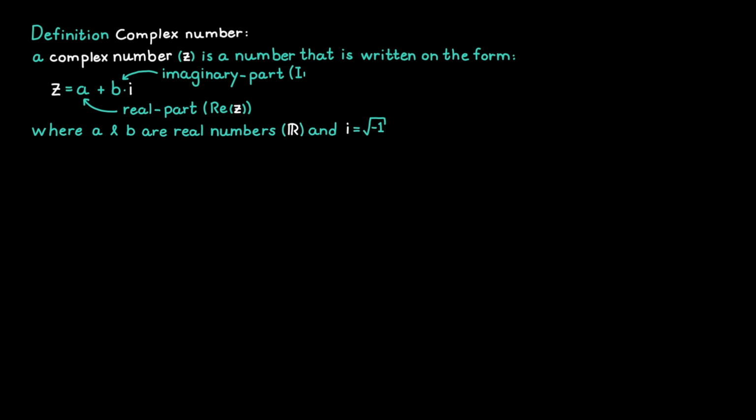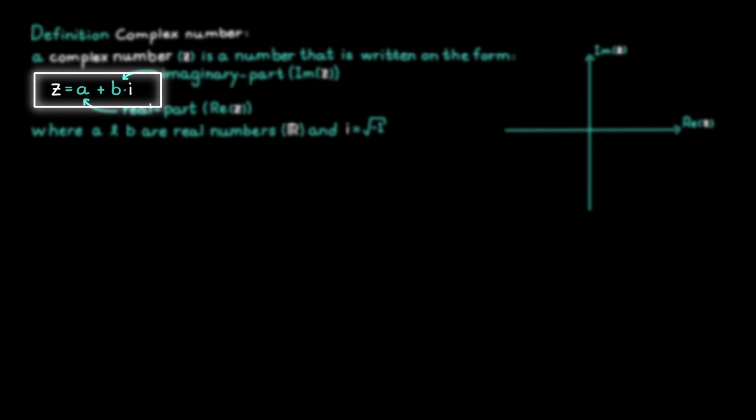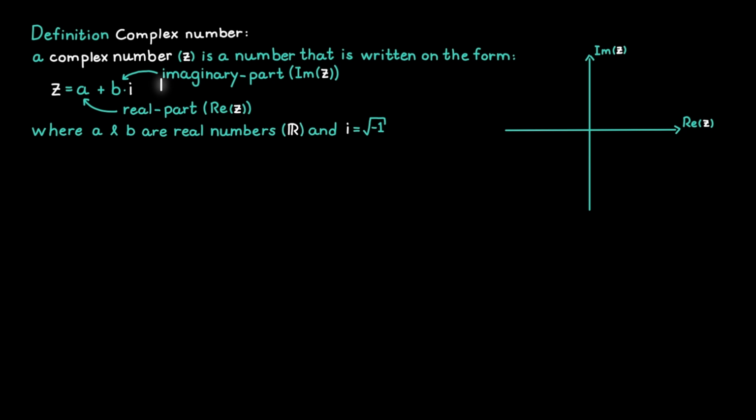So to visualize a complex number, we need 2 dimensions. We need one line that represents the real part of a complex number, and then we need another line that goes perpendicular to this one that can represent the imaginary part of the same complex number. So in this case here, for our complex number c, we have that the real part is a and the imaginary part is b. So to represent this complex number, we can mark it on a graph like this.